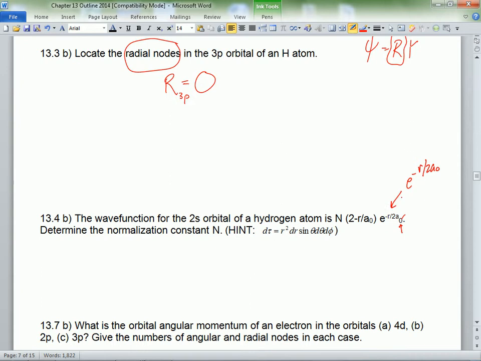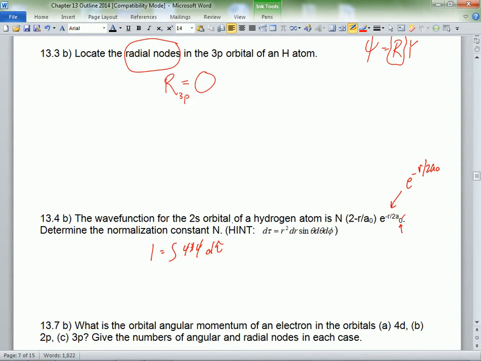They want normalization. So what's the very first expression you should write? Psi star psi equals what? 1. In fact, you should write what down here? D tau, because it's the general expression. This is your starting point.